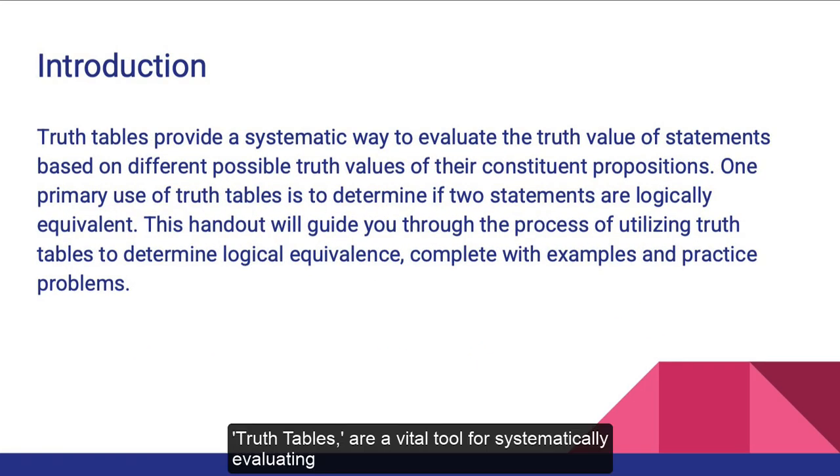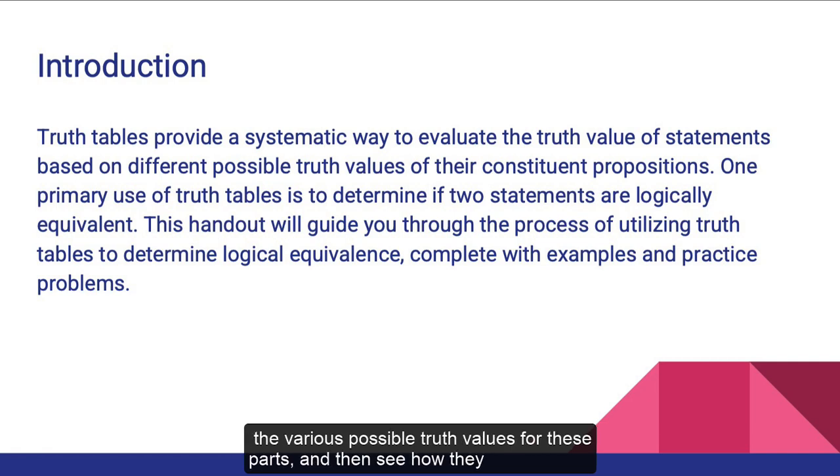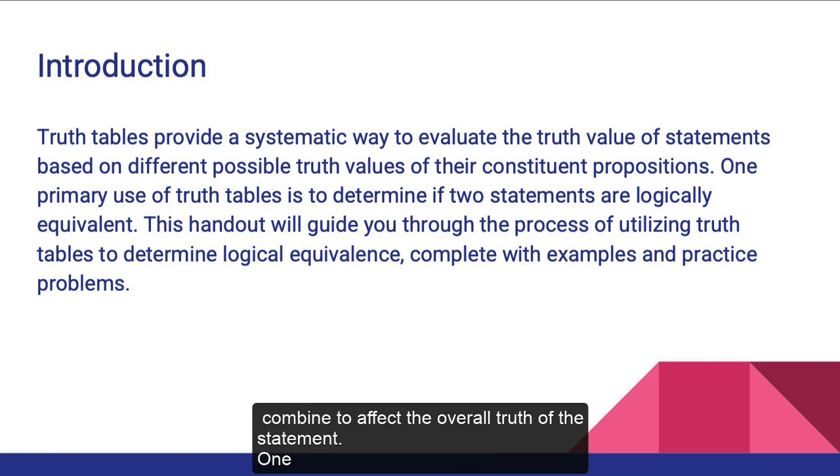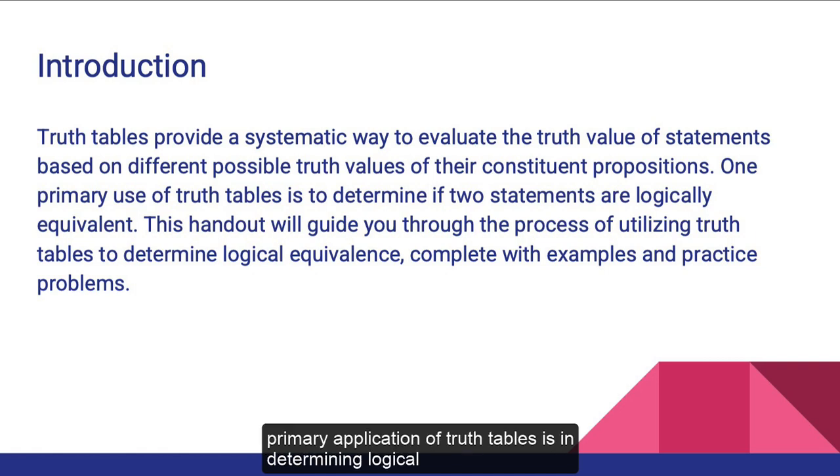Truth tables are a vital tool for systematically evaluating the truth value of complex logical statements. Truth tables help us break down a statement into its basic parts, examine the various possible truth values for these parts, and then see how they combine to affect the overall truth of the statement. One primary application of truth tables is in determining logical equivalence. When two statements are logically equivalent, it means that they are either both true or both false under all possible scenarios. In this video, you'll find a step-by-step guide to using truth tables for this specific purpose.